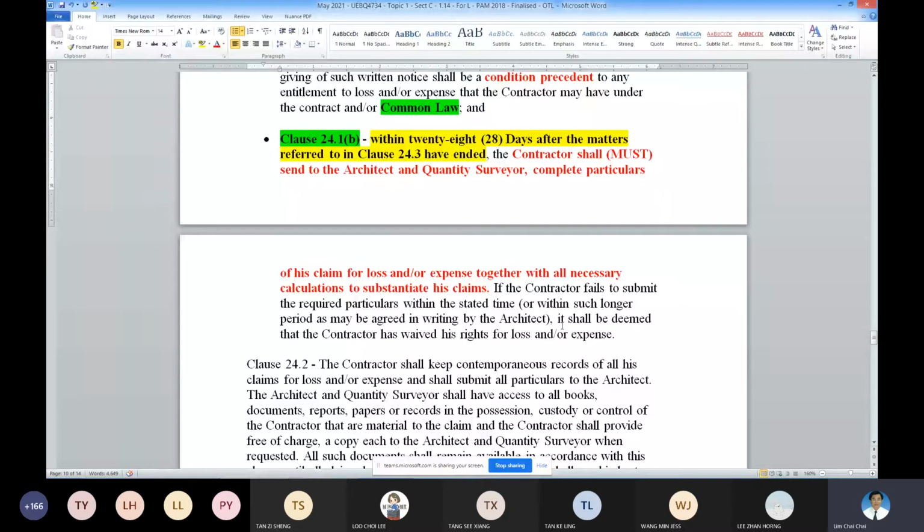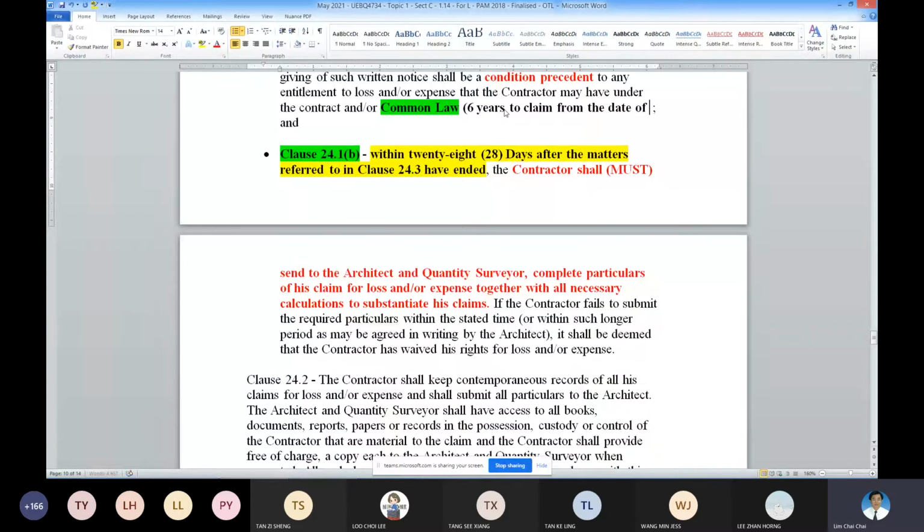Common law claim, how long? You have how many days? You have 6 years to put forward your claim, from the date of this contract. The safest is from the date of this contract, 6 years for you to claim. So it's up to you. That is under the common law. More often than not, you claim contractually, because by the time it's so long, everything will be forgotten already. So please, time is of the essence.